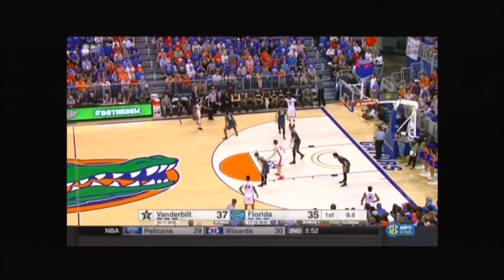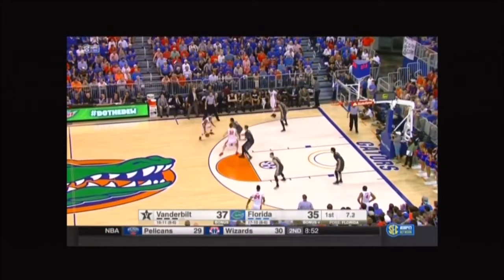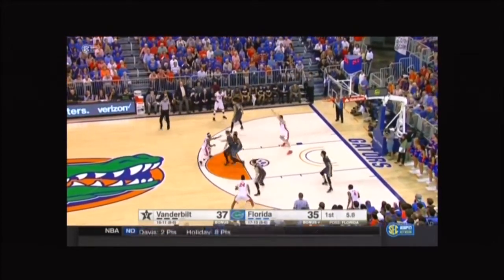Finney Smith has a mismatch. He's got Kressler. Shot clock winding down. Yeah, he'll go to beauty.